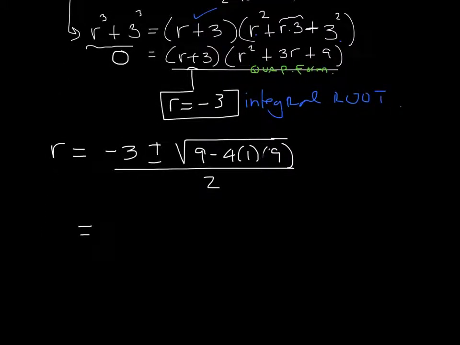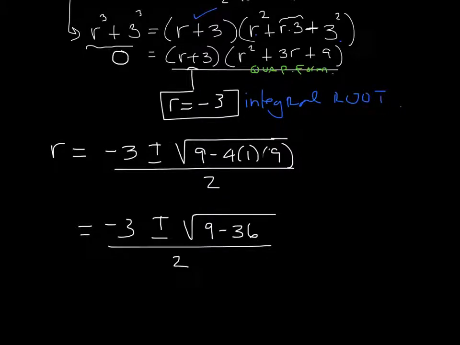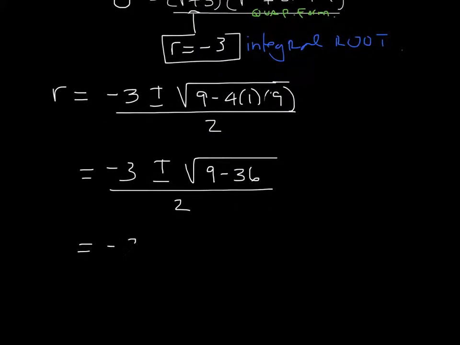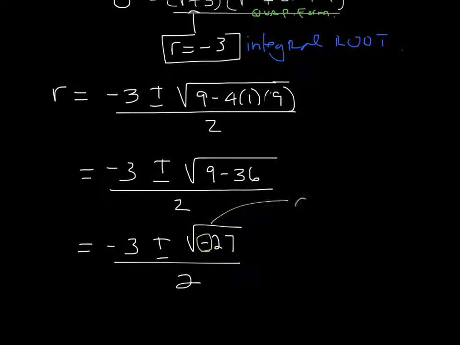And again, just simplifying, so the coefficient over 2, plus or minus the square root of 9 minus 36 all over 2, so that's negative 27 under the root, over 2. Okay, so again, it's going to be a complex root because of that negative. So definitely going to be a complex root. And I mean, this is always the case.